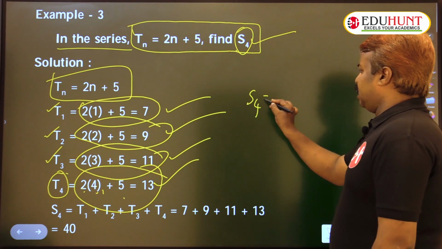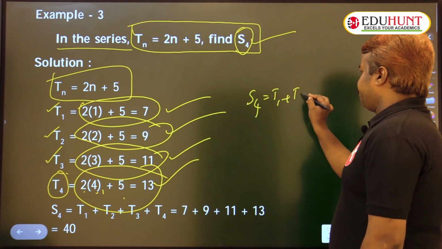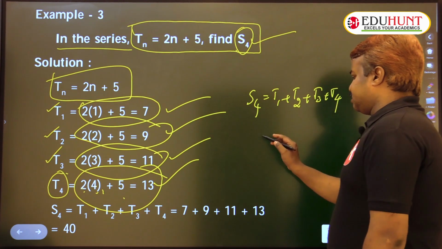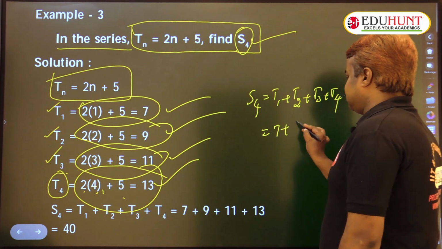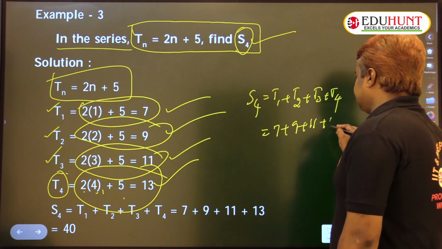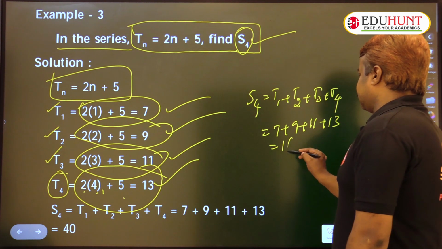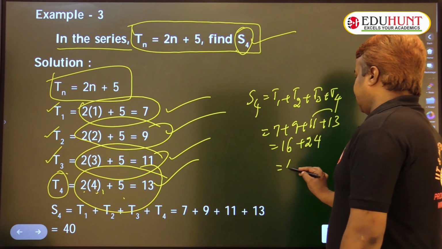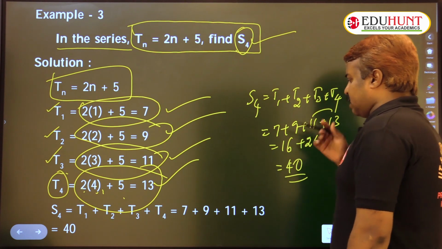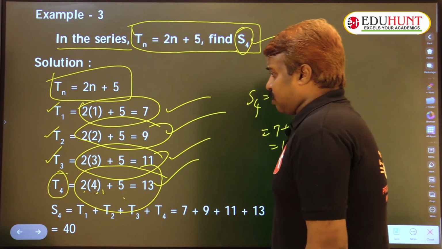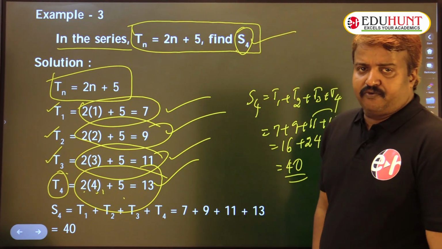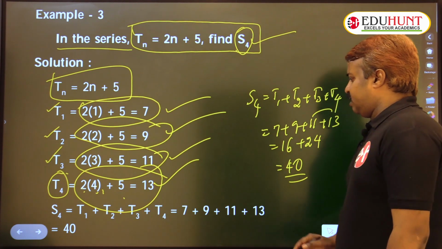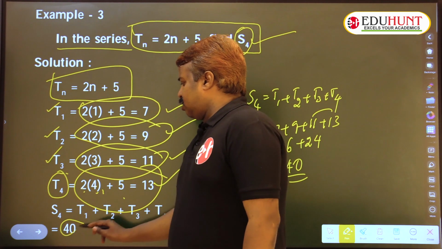S4 means T1 plus T2 plus T3 plus T4. If we add these terms, what happens? 7 plus 9 plus 11 plus 13. That is 16 plus you can get 24. The value is 40. 40 is the sum of the 4 terms of the series. The sum of 4 terms means S4. So S4 is nothing but 40, the sum of 4 terms.